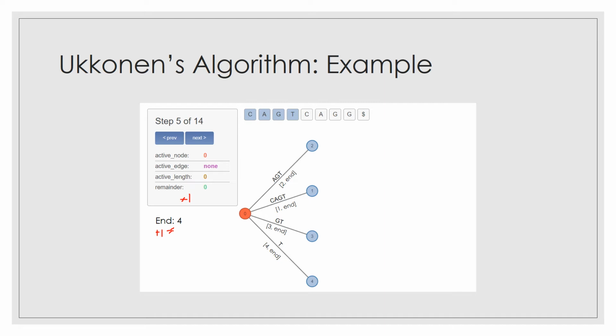We look at what's the active node, which is 0. We go to 0. Is there a path for T? There's not. We create a new leaf. Then we subtract 1, making the remainder 0. Once it hits 0, we move on to the next one, which is C.